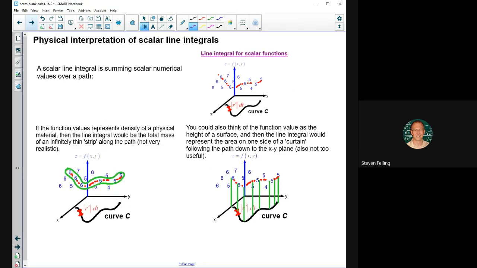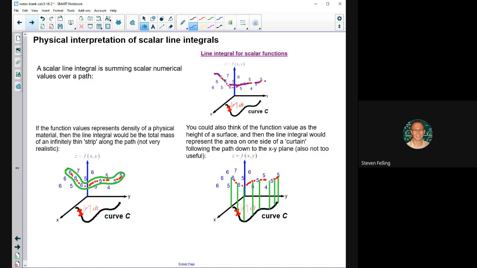So a little bit more about interpretation of the results. Some of this is a repeat, and then we're going to finish with two examples. So, physical interpretation of a scalar line integral. A scalar line integral, we know, is summing the values of the integrand over a path in the domain. Okay, and you can think of it just that way.